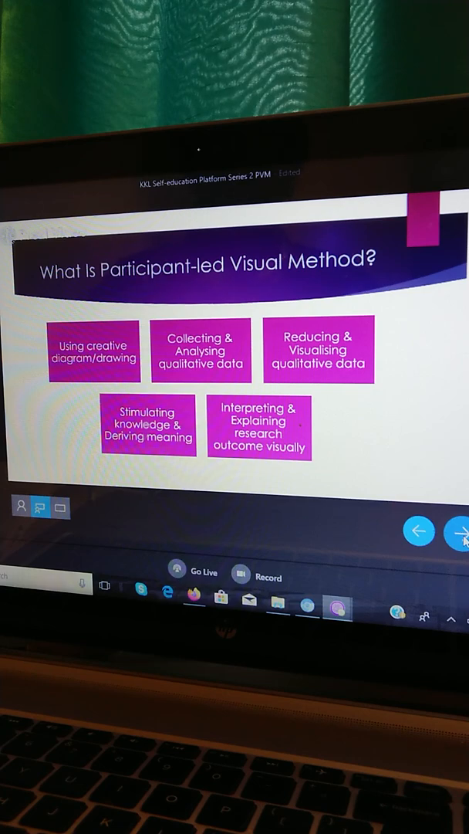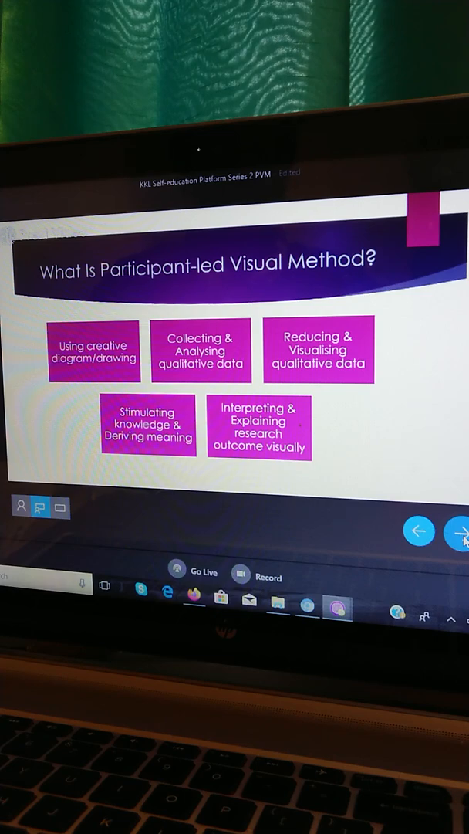Also, it is useful to reduce, to condense, and to help you visualize qualitative information. As we all know, qualitative research generates a lot of data, and by applying participant-led visual method, in my own terms in my thesis, you will be able to reduce and shrink down this large amount of information into something very visual, something meaningful that can actively engage your reader.